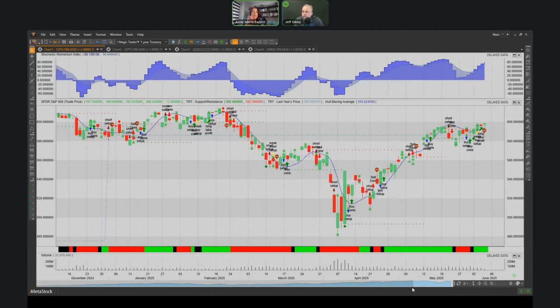In general, yeah, we need a little pullback, or what would be beautiful would be sideways consolidation June, July, August, which then seasonally would be a nice match to move upside. Yeah, I'd like to see that.